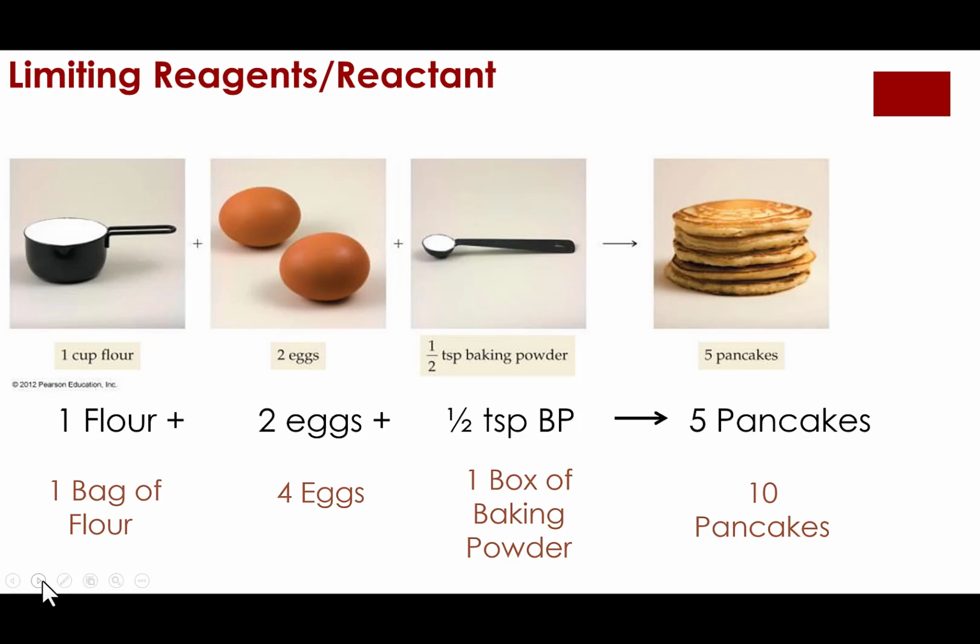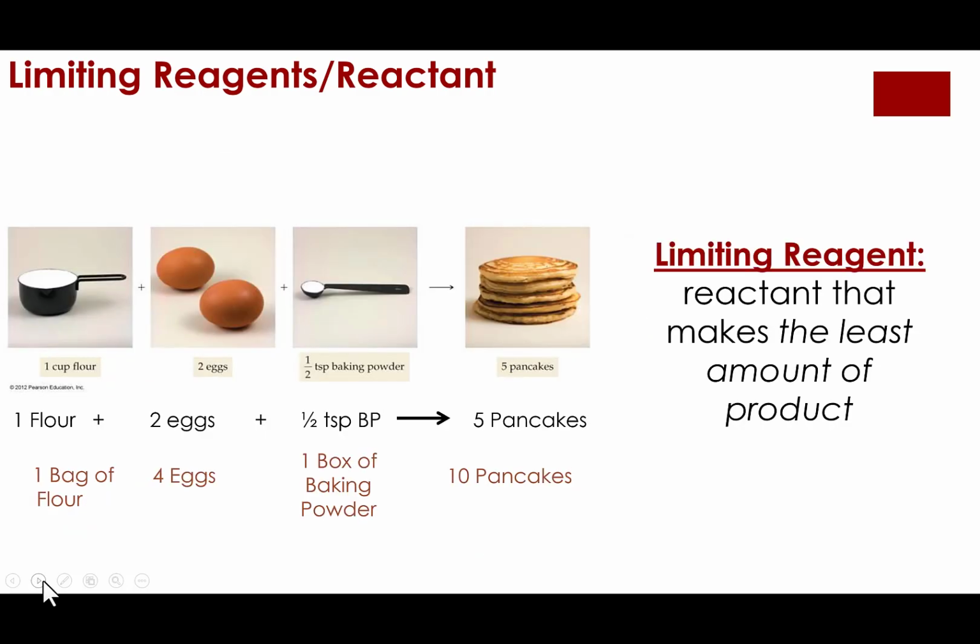Chemical reactions work much in the same way. Okay? So a limiting reagent or a limiting reactant is the reactant that makes the least amount of product. So with a bag of flour, I probably could make like 100 pancakes. With an entire box of baking powder, I could probably make like 50 pancakes. But with the eggs that I have, the least product that I could make, or the most product I could make is 10 pancakes, and that's the one that limits us from making more.